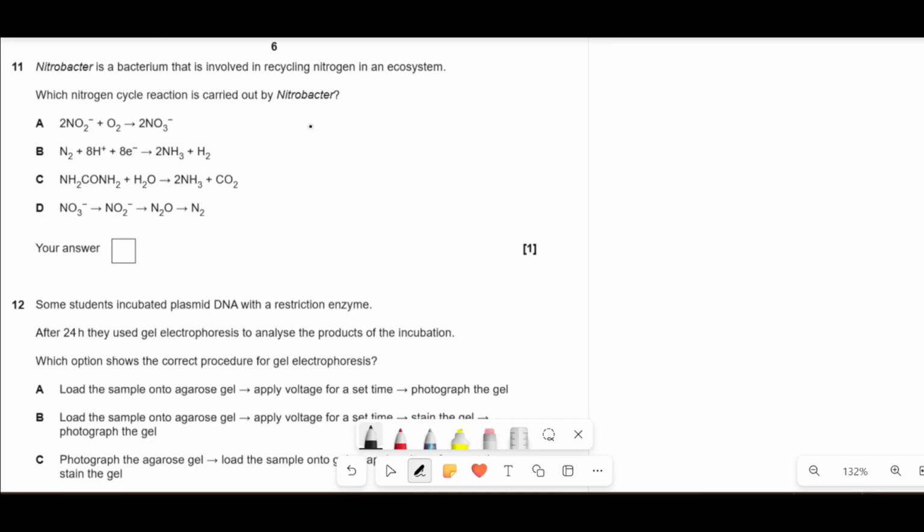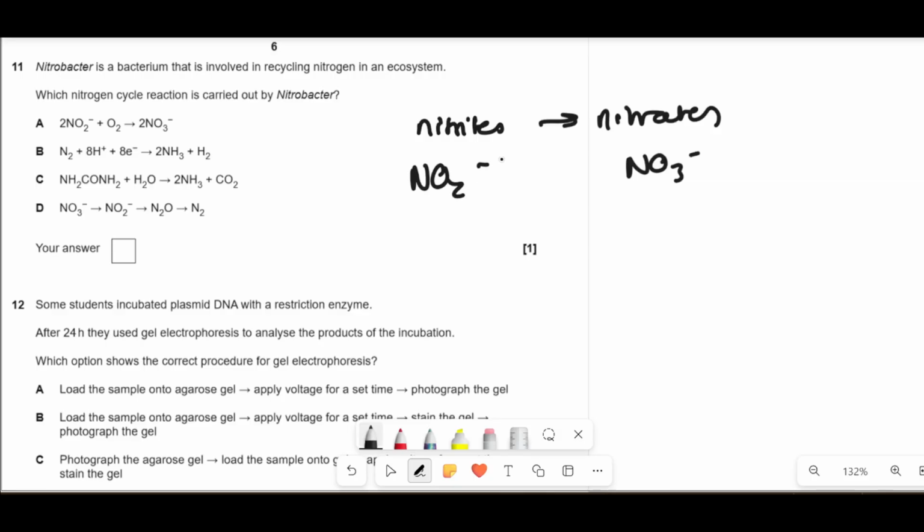So now it says which nitrogen cycle reaction is carried out by Nitrobacter. So Nitrobacter converts, or if you want to say the proper word, oxidizes nitrites into nitrates. If you remember that nitrates is NO3 minus, nitrites is NO2 minus, now you can look for the option that has those two on either side, which would be this. Nope, because that's the other way around.